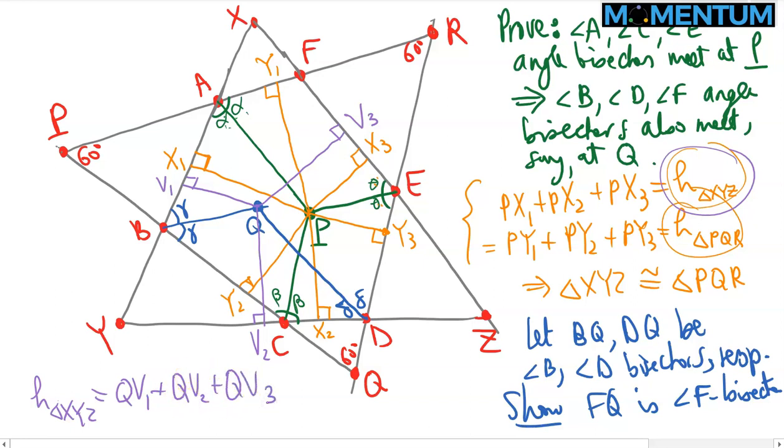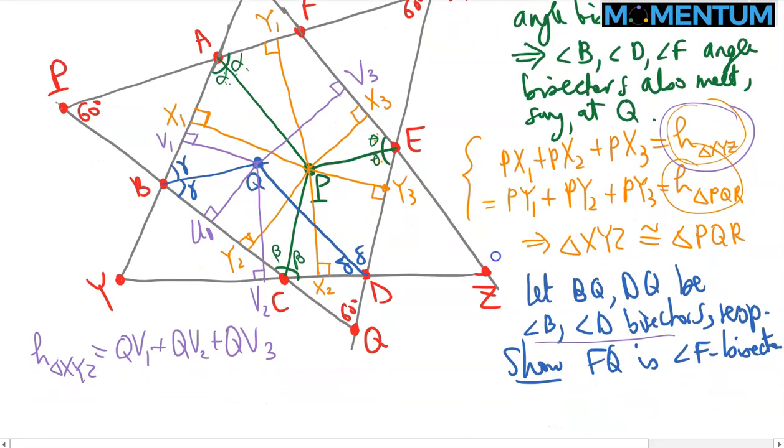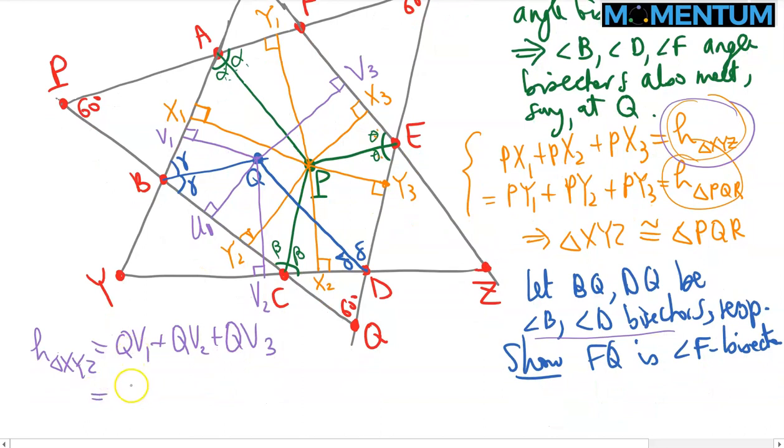But now, obviously, I can make use of the fact that Q is, by definition, on the intersection of the B and D angle bisectors. As a result, QV1, if I were to drop a perpendicular to BC here and label this one, let's call it U1. Obviously QV1 and QU1 would be congruent, right? So I can just go ahead and replace QV1 with QU1 plus.